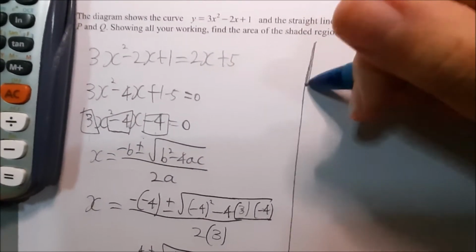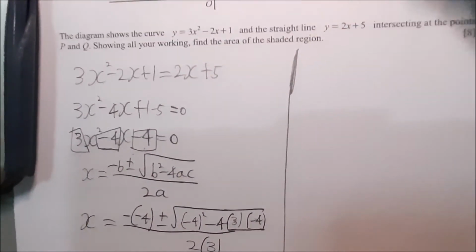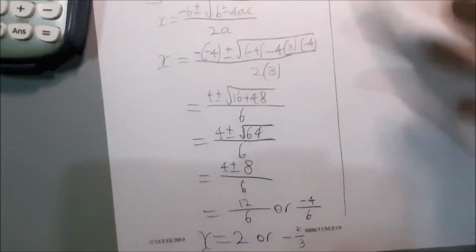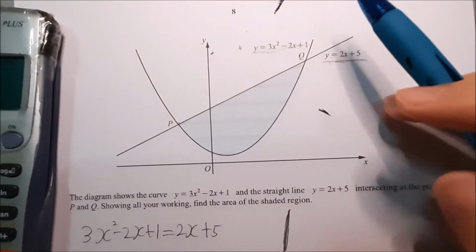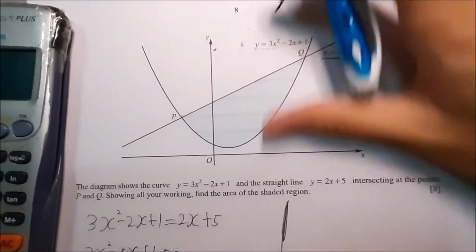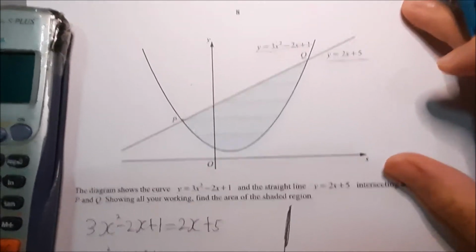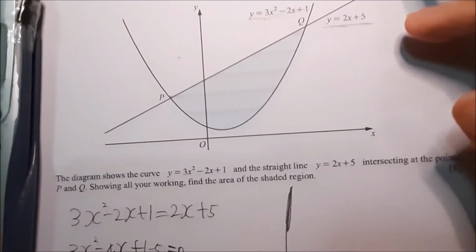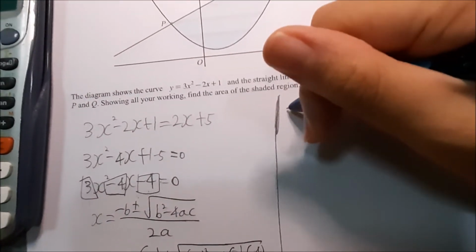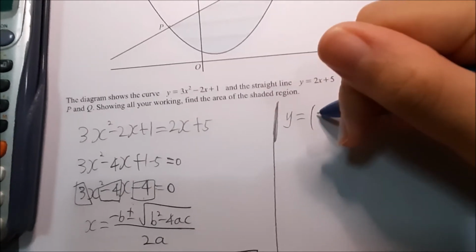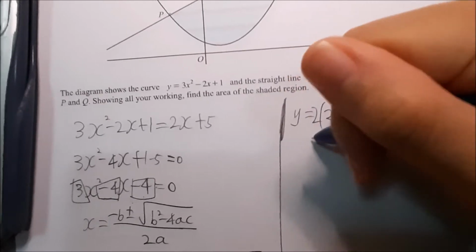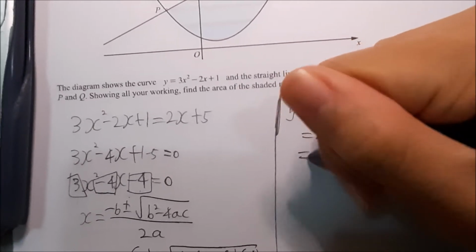And then from here you can get the y values by substituting the x values, which are 2 and minus 2 over 3, into the equations, y equals 3x squared minus 2x plus 1, or y equals 2x plus 5. Let's go for the simpler one, y equals 2x plus 5. If you substitute 2 into it, you get y equals 2 times 2 plus 5. So it's 4 plus 5, so 9.